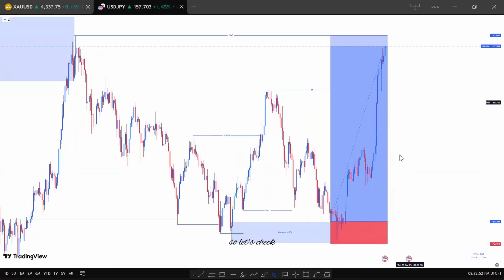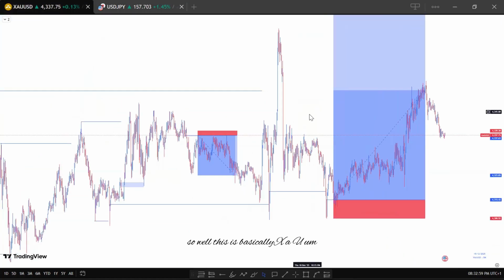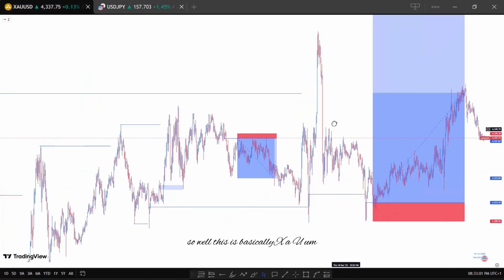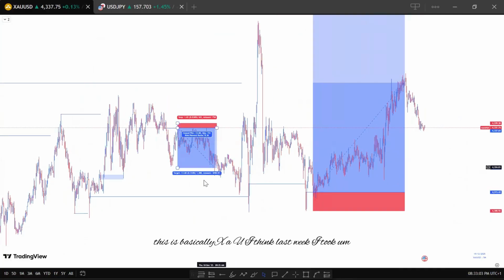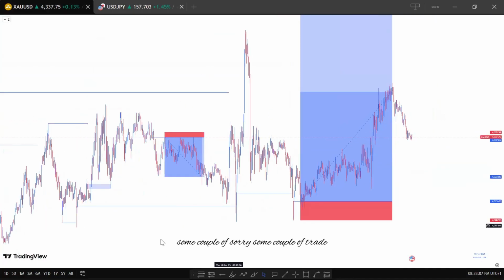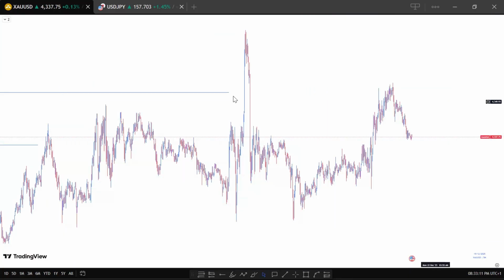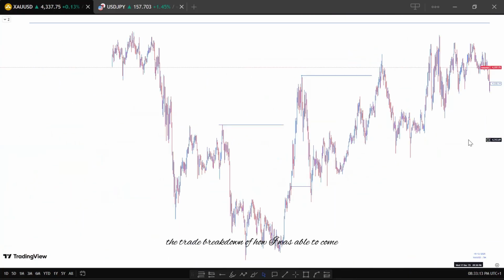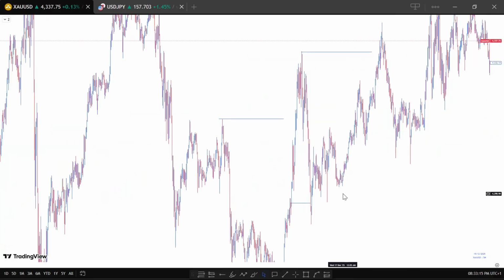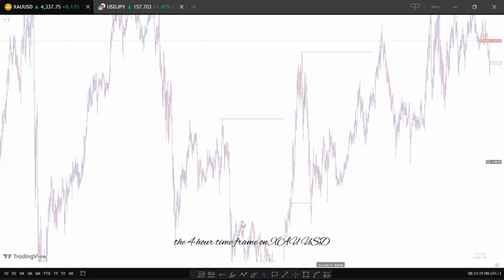So let's read price action for XAU. This is basically XAU. I think last week I took a couple of trades, so I'll clean my chart now to do a trade breakdown of how I was able to come up with all of that. So let's start from the 4 hour time frame on XAU USD.